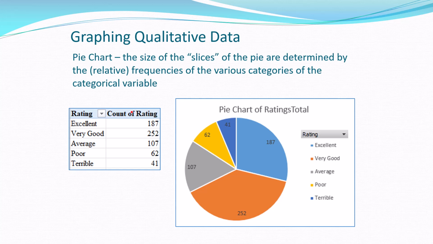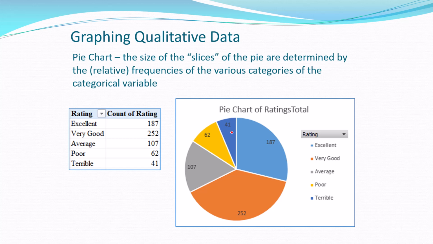And so you can see in this particular case, I had Excel put in the actual numbers. You can see the little scale over here, the legend, if you will. The excellents are the blues here. The very goods are, what is that, like a burnt orange. The averages are the grays. The poors are the kind of goldish color. And then the terribles are more of the dark blue.